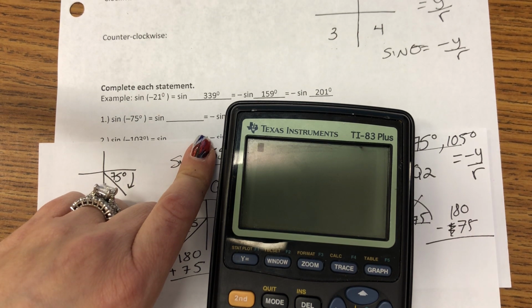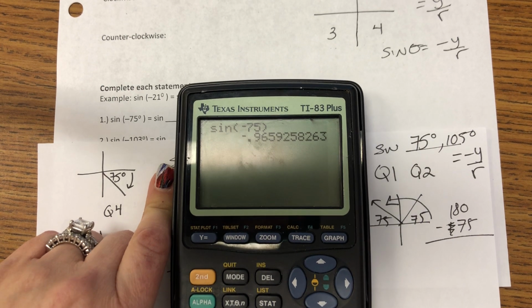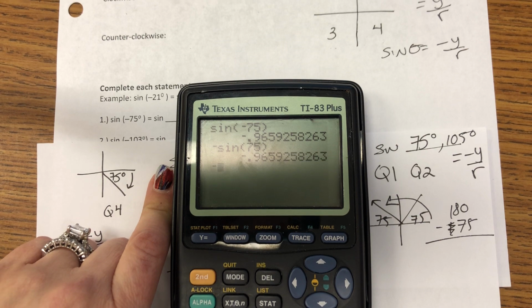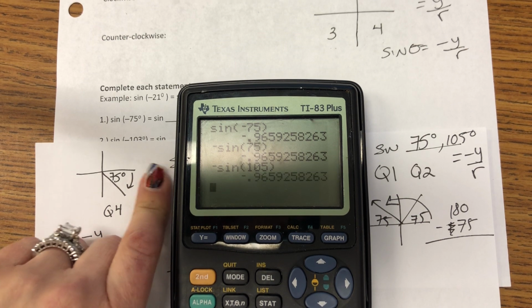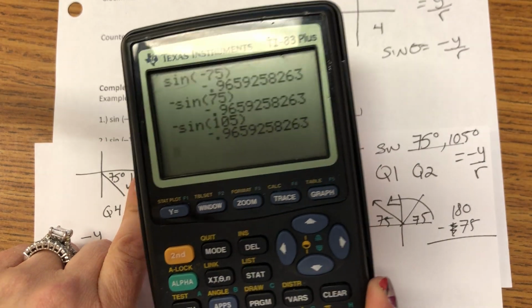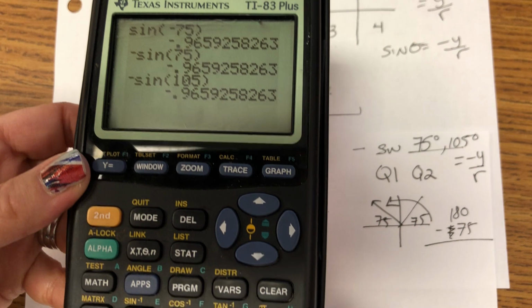So now if I recheck my equivalency, those 2 angles still give me the correct decimals. There we go.